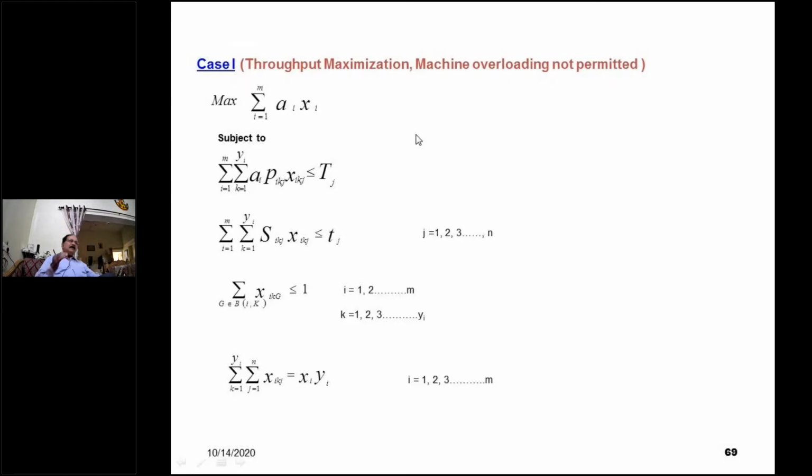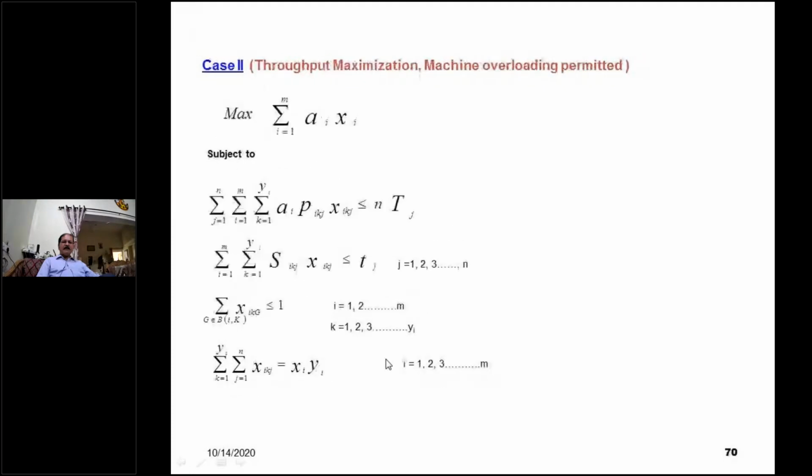Throughput is the output that we are getting from the FMS system. So that is the throughput maximization. And here machine loading is not permitted. So accordingly the mathematics have been formulated. Then we have found out case 2 where the throughput is maximization but machine can be overloaded.